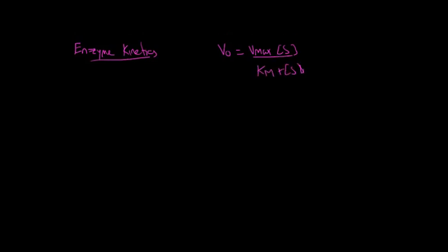In this video, we're going to explore how we can use enzyme kinetic data to determine exactly what our Km and our Vmax are. We've said in the past that the most important equation for enzyme kinetics is the Michaelis-Menten equation, which is Vmax times the concentration of substrates divided by Km plus the concentration of substrates.